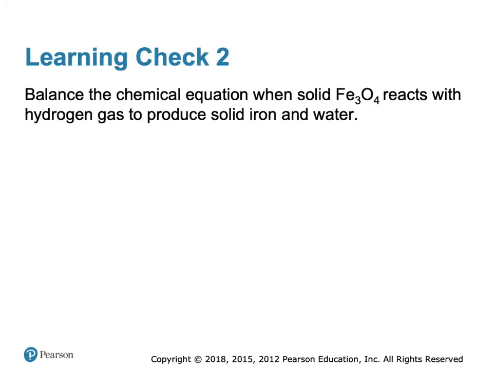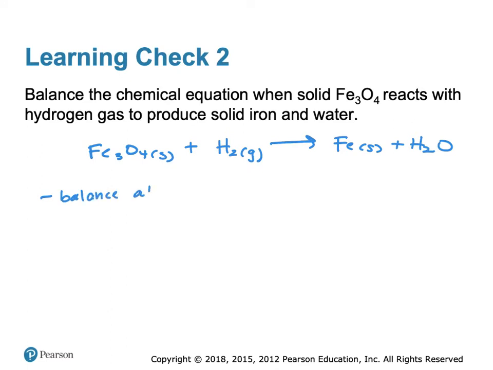Now we have to balance the equation when we have solid Fe3O4 react with hydrogen gas to produce solid iron and water. So let's write the equation together. We're going to have Fe3O4 solid plus hydrogen gas, and it is going to give us solid iron and water. When you're balancing chemical equations, what you should do is balance all atoms other than oxygen and hydrogen first. Once those are balanced, you can balance the oxygens and the hydrogens.